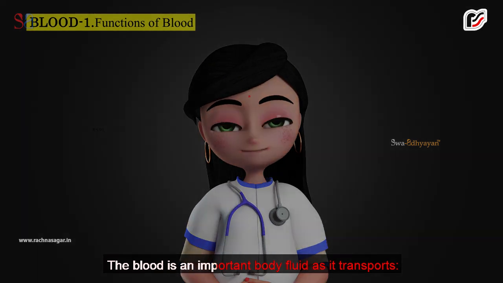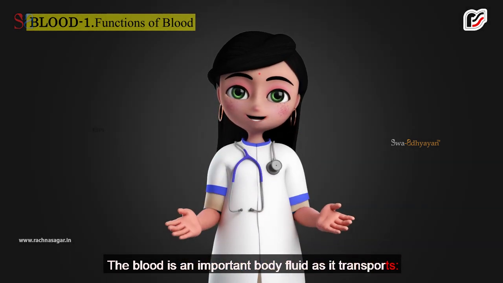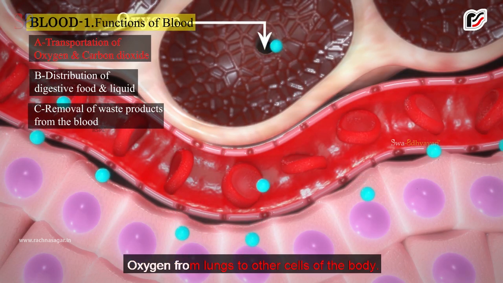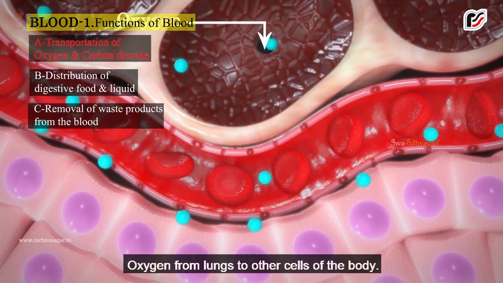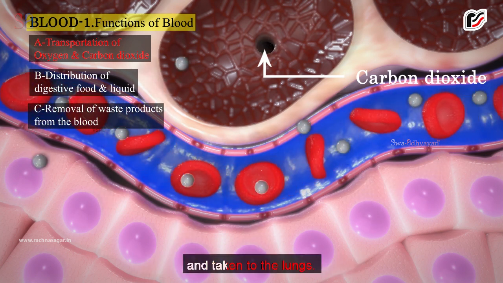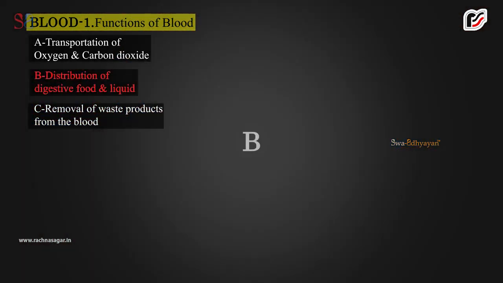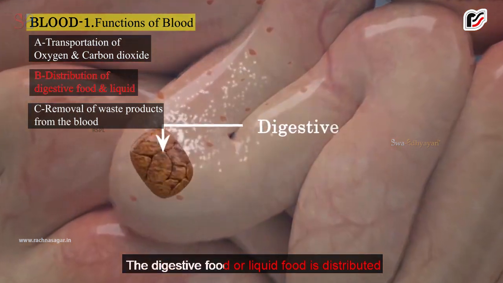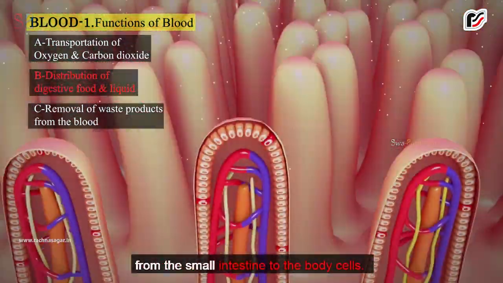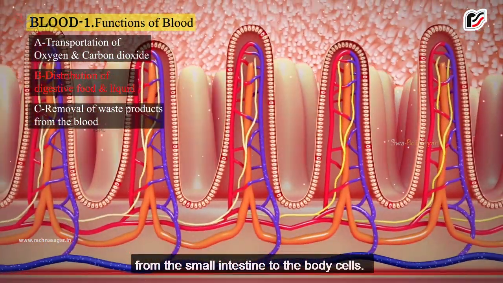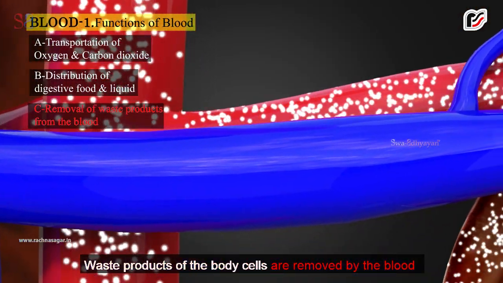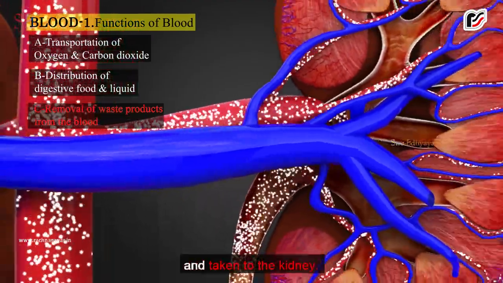The blood is an important body fluid as it transports: A. Oxygen from lungs to other cells of the body. Carbon dioxide is collected from cells and taken to the lungs. B. The digested food or liquid food is distributed from the small intestine to the body cells. C. Waste products of the body cells are removed by the blood and taken to the kidney.